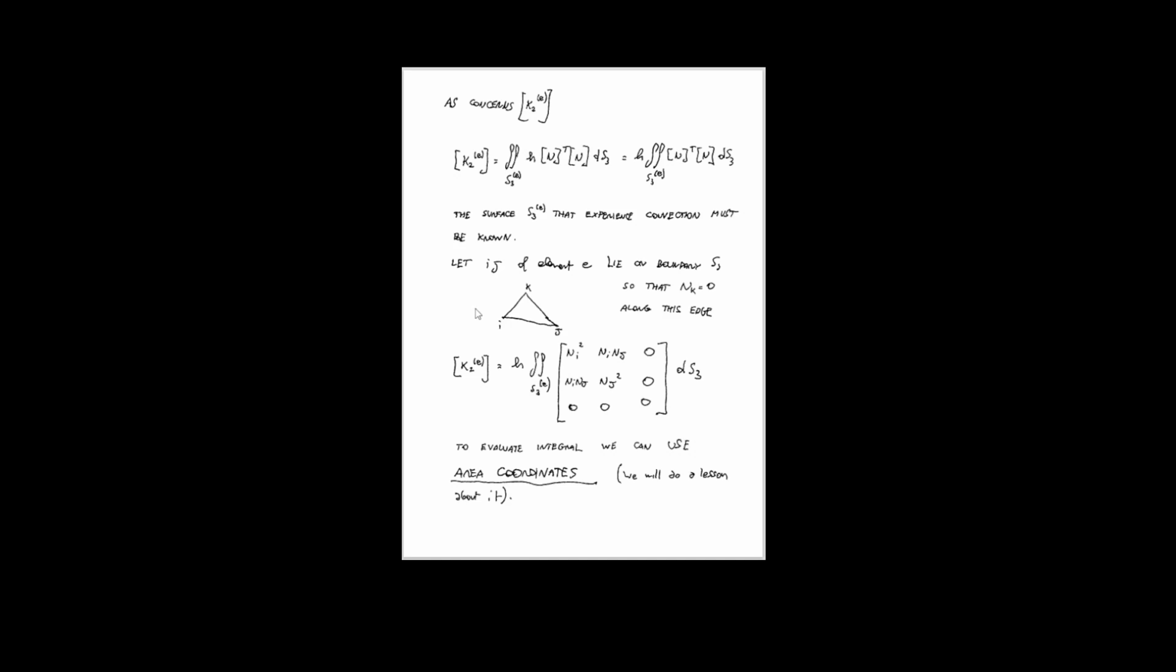So we can write the expression of K2E that is equal to h integral over S3E of this matrix. These matrices are obtained multiplying the transpose of N for N. To evaluate this integral, we can use area or triangular coordinates. We will do a lesson dedicated to it. But for now, follow me without the explanation.